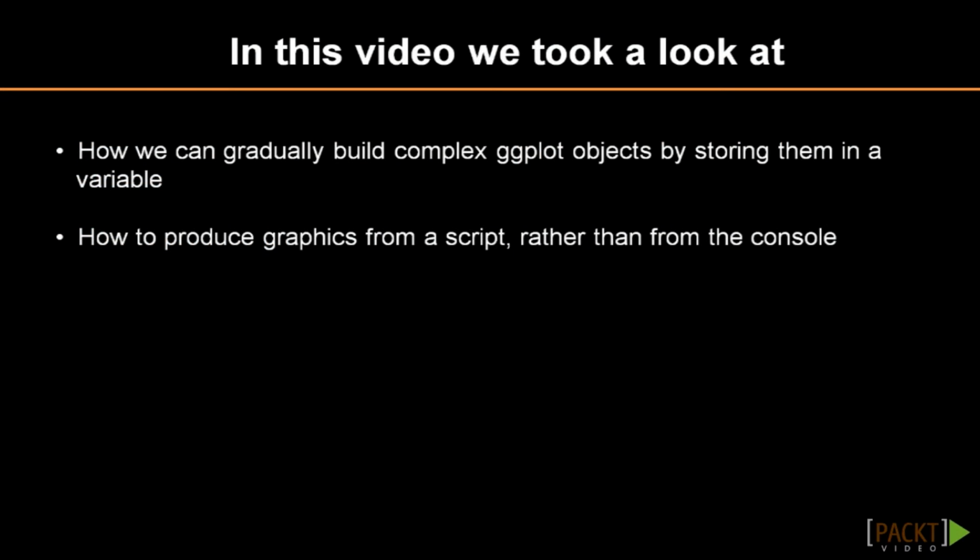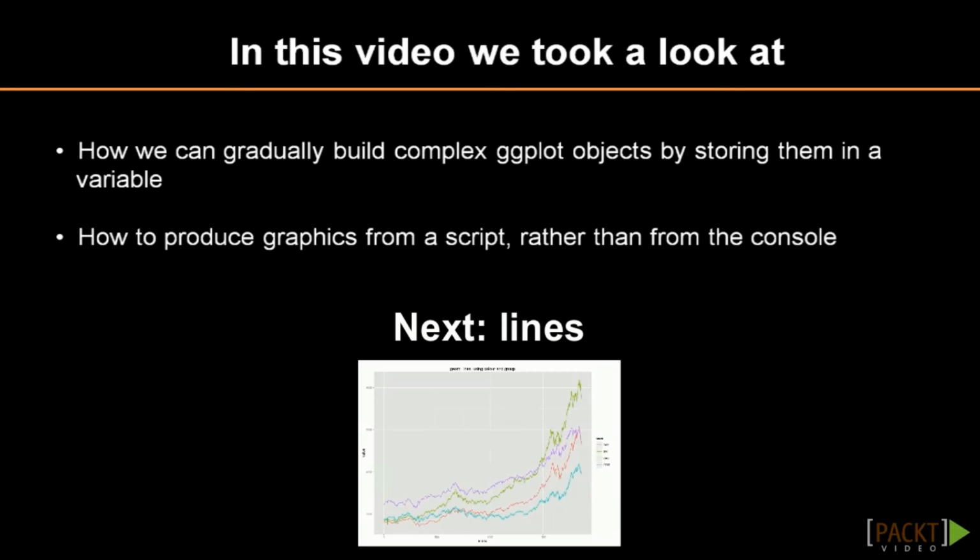We have seen how we can gradually build complex ggplot objects by storing them in a variable, rather than using long one-liners. We also saw how to produce graphics from a script rather than the console. In the next video, we will learn how to use geom_line to draw lines very easily.